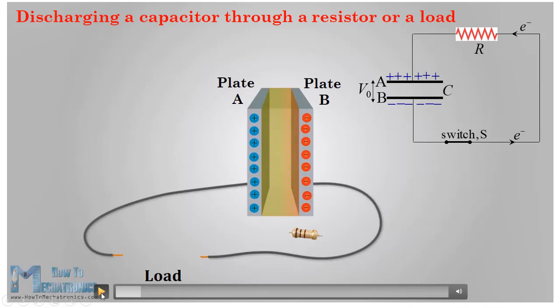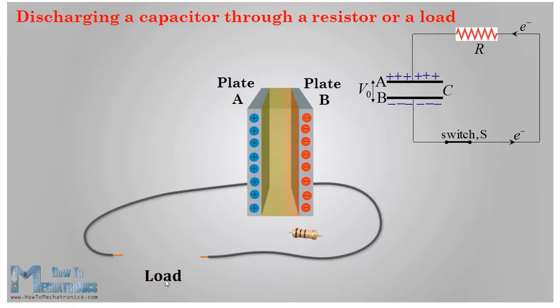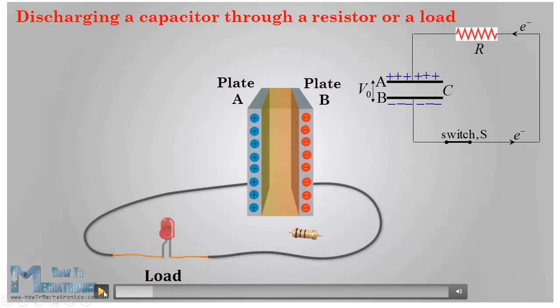So class, we might discharge a capacitor through a resistor or a load. I can connect any electric component as my load. For example, I might connect a light bulb, or a light emitting diode, LED. For example, I connect an LED across the charged capacitor. Observe what actually happens when I discharge this capacitor through the LED.